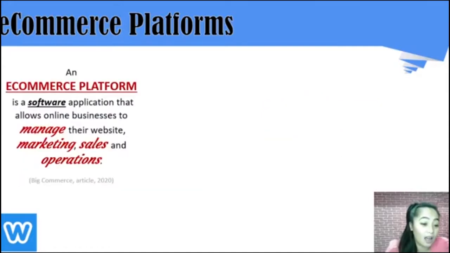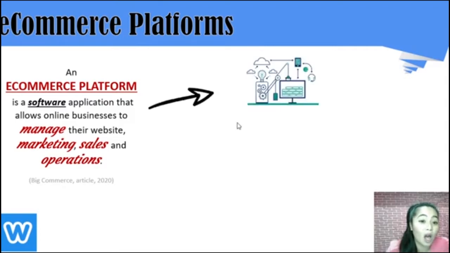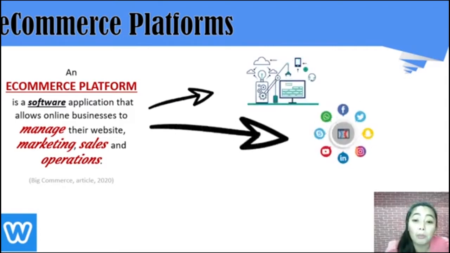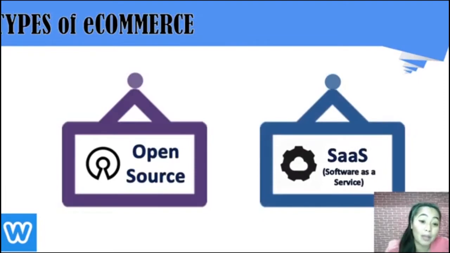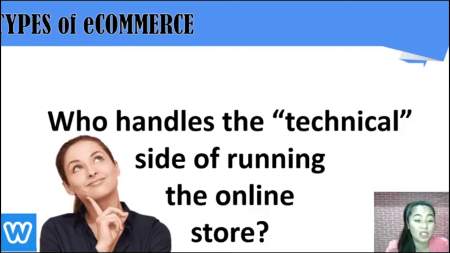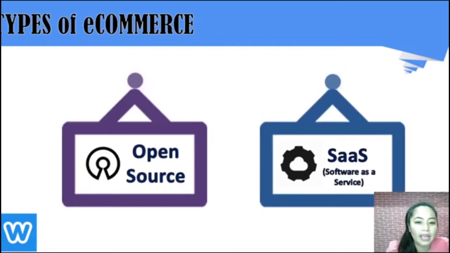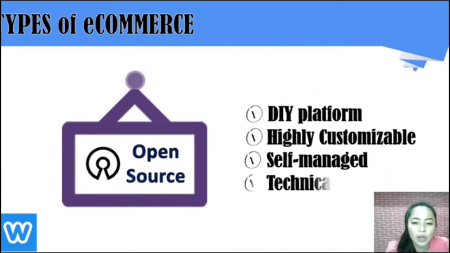To further that, an e-commerce platform is software that allows online businesses to manage their website, marketing, sales, and operations. Now, there are many types of e-commerce platforms. The most common ones are the open source type and the SaaS type. The main difference between these two types is in terms of management. Who handles the technical side of running the online store? The open source type is more like a DIY platform, meaning as the user, you handle everything about your e-commerce site, from customization to security, even domain and hosting. And it also means you yourself must know coding work.